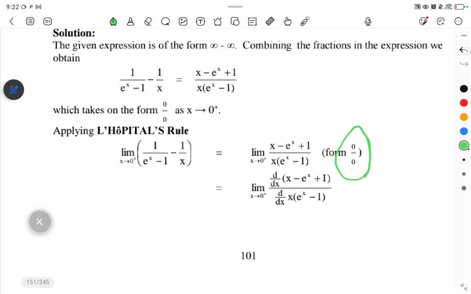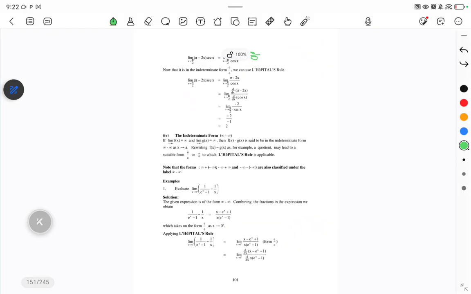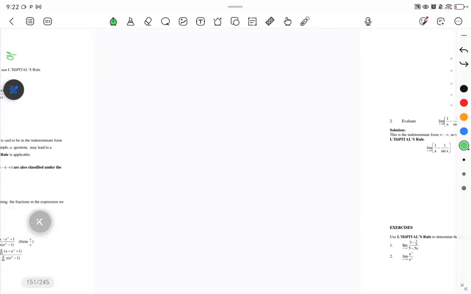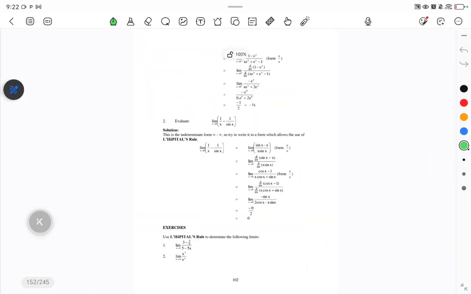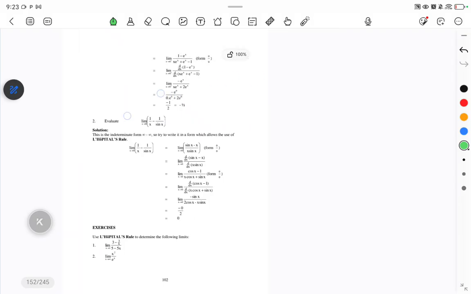So you will see that L'Hopital's rule is simple. It's just a matter of how to derive the function and so on. If you know how to derive, you're fine. Are we fine? So I think for this, we will save the exercises.